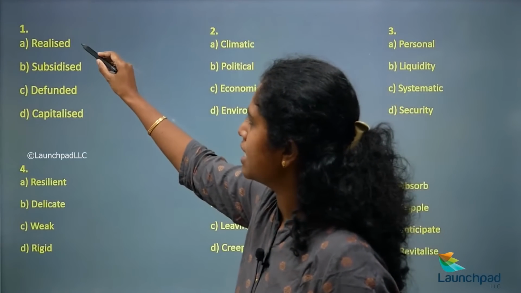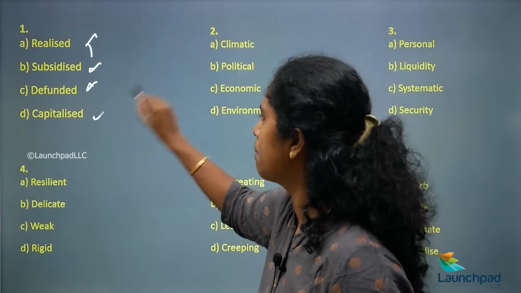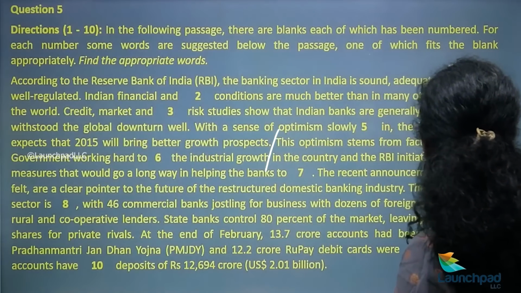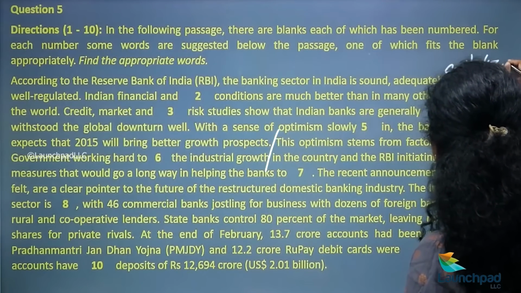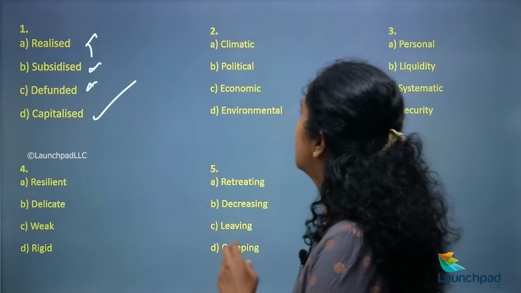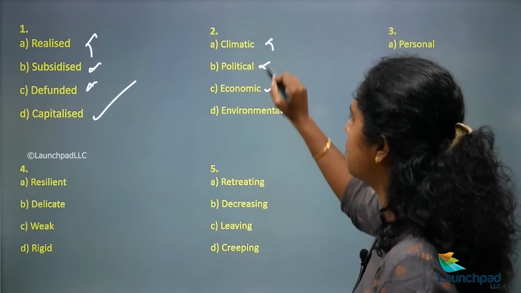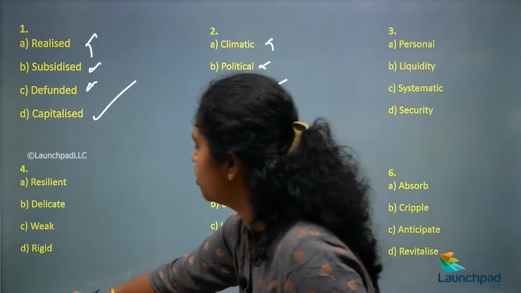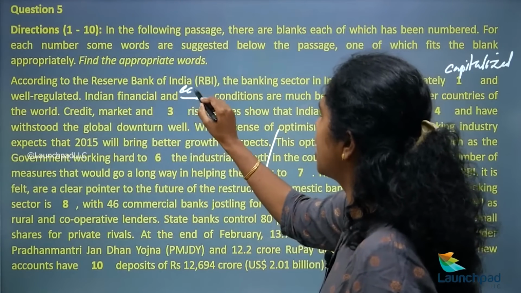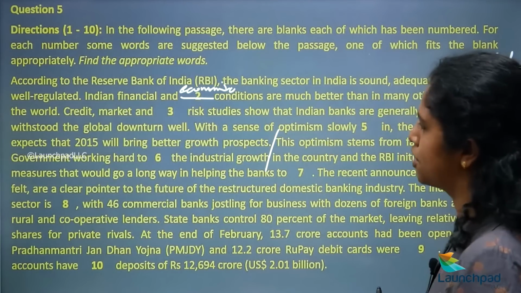So first: realized, subsidized, defunded, capitalized. We were speaking about more money, so capitalized is the right option. Second, the bank is adequately capitalized, which means it has good money, and well regulated. Indian financial and what conditions? Climatic, political, economic, and environmental. These are general, but economic is the term that could suit the Reserve Bank of India topic. So it's economy. Economic conditions are much better than in many other countries of the world.